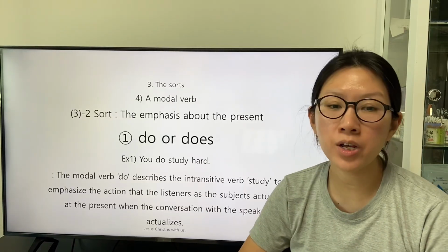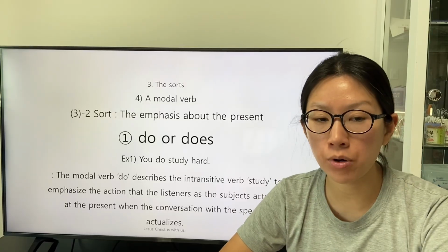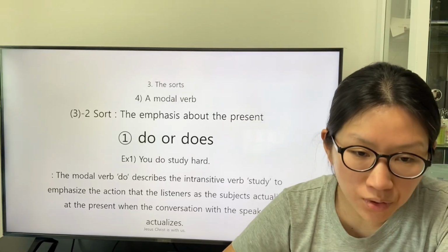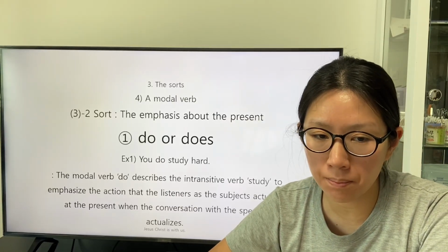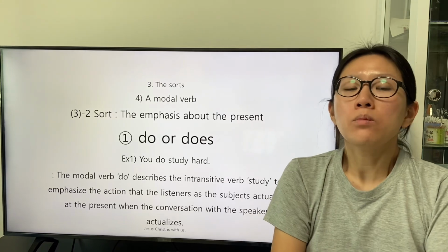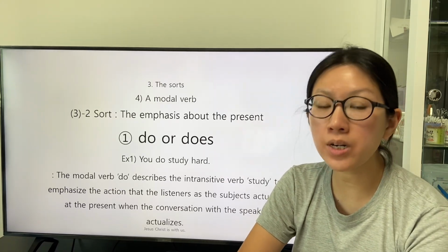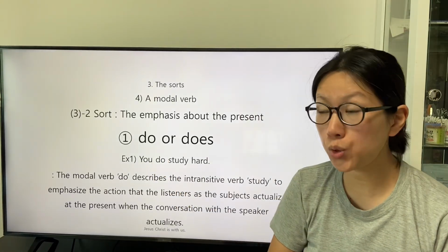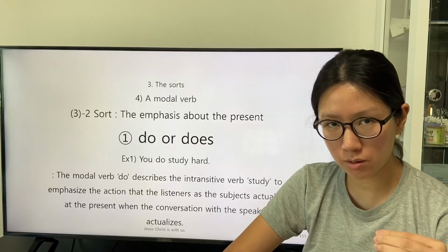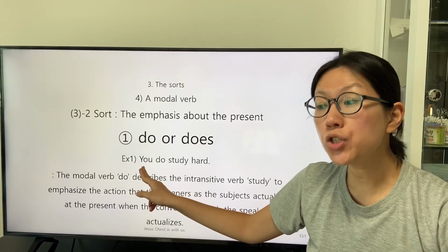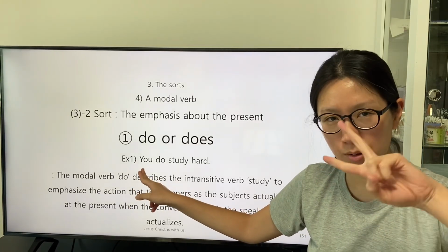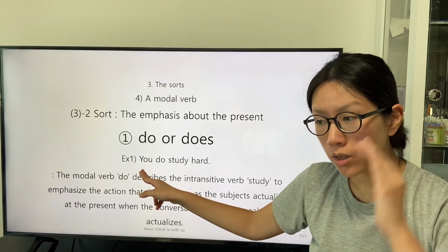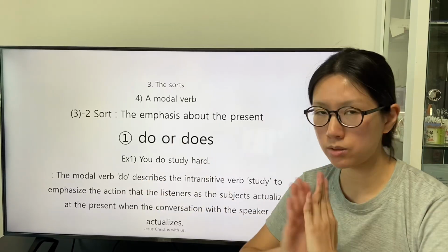There is a clause, you do study hard. The modal verb do describes the intransitive verb study to emphasize the action that the listener says the subject actualizes at the present when the conversation with the speaker actualizes. The form of the modal verb do reveals the information about the subject whose number is more than 2 and who participate in the conversation with the speaker.